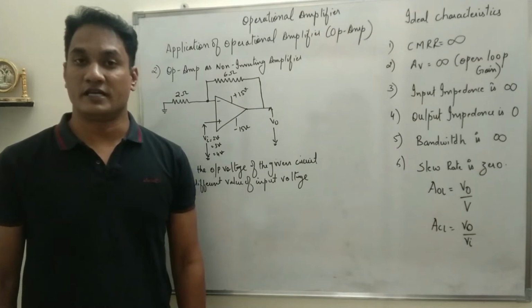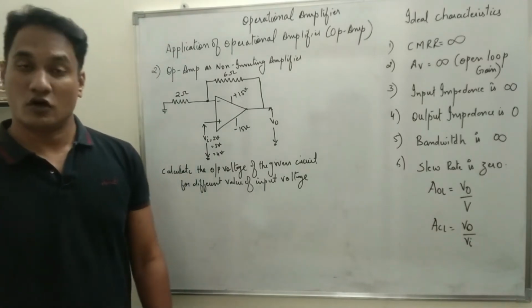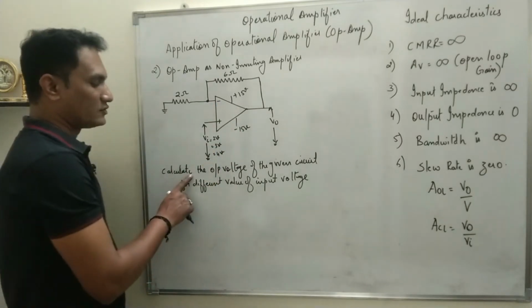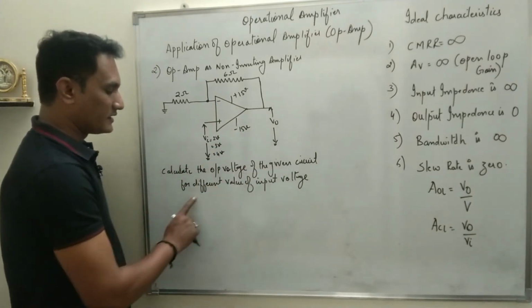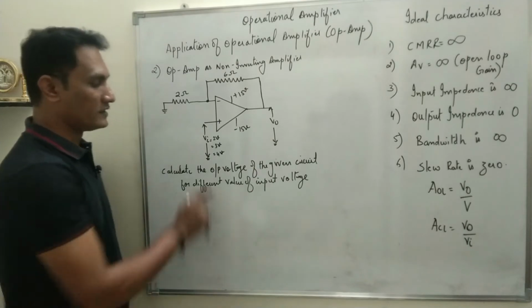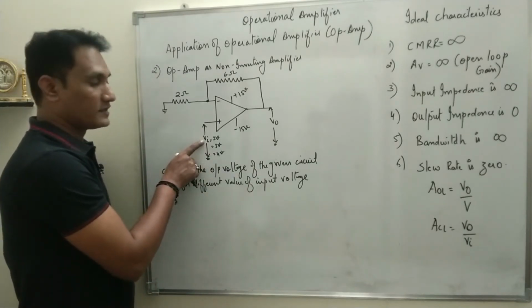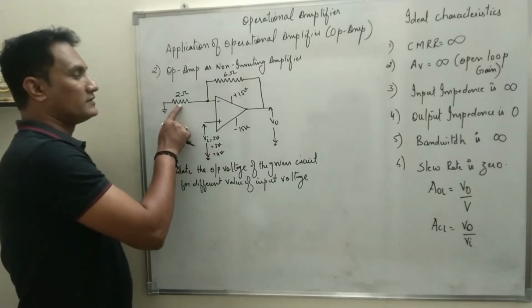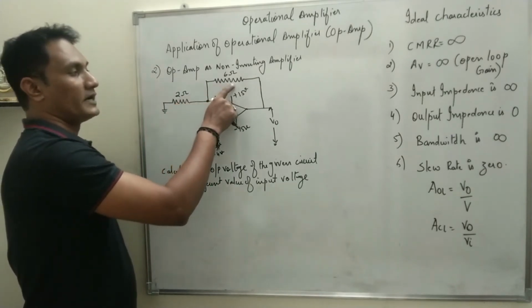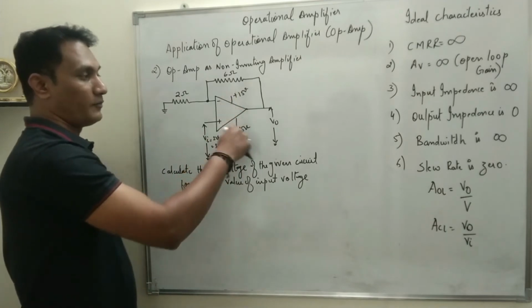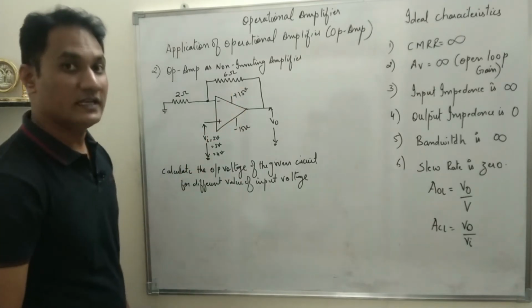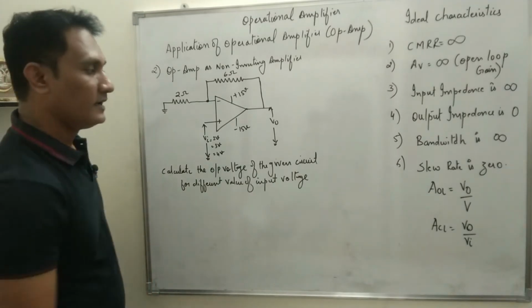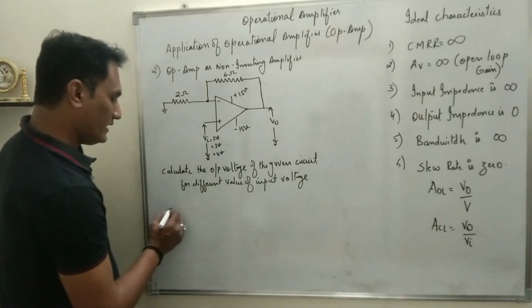Now a numerical based on op-amp as non-inverting amplifier. Of course, the circuit diagram will be given and you will be asked to calculate the output voltage of the given circuit for different values of input voltage. 3 different values of input voltage are given. The inputs are 2 volt, 3 volt, 4 volt. Input resistance RI is 2 ohms, feedback resistance is 6 ohms, and very important, the power supply is plus 15 and minus 15. The maximum saturation level is plus 15 and minus 15. So you need to calculate the output voltage.